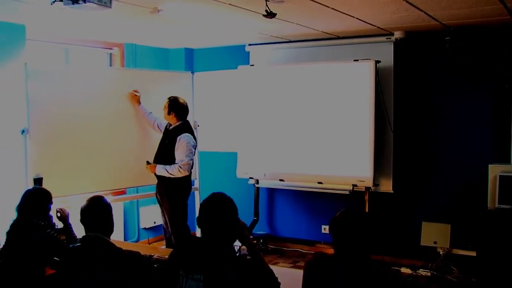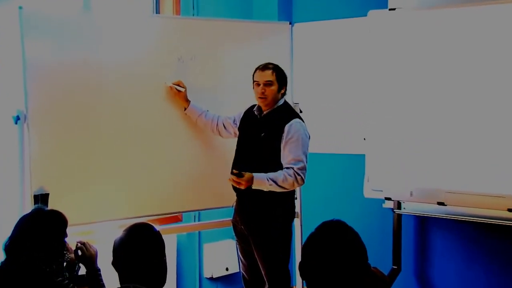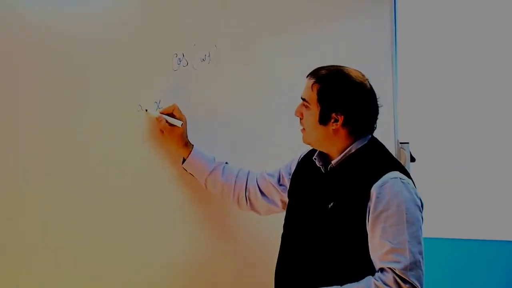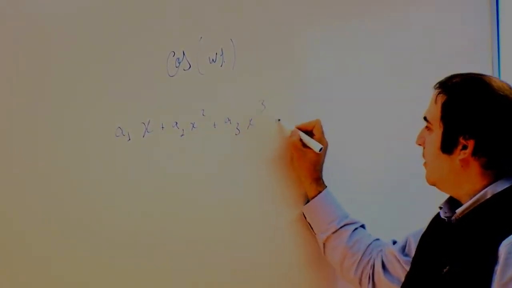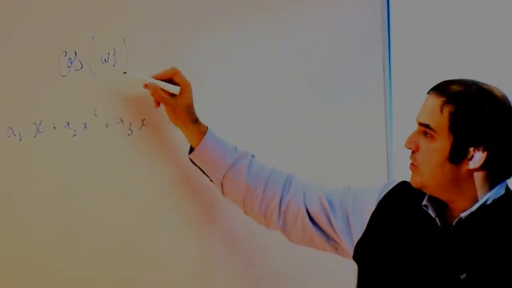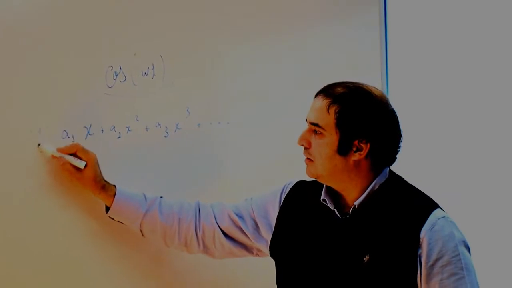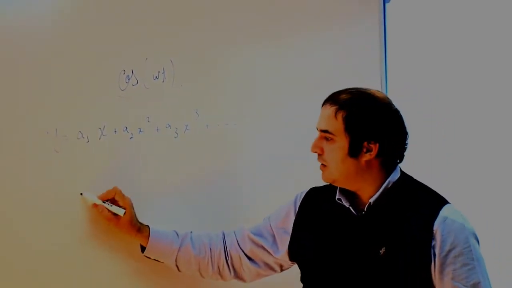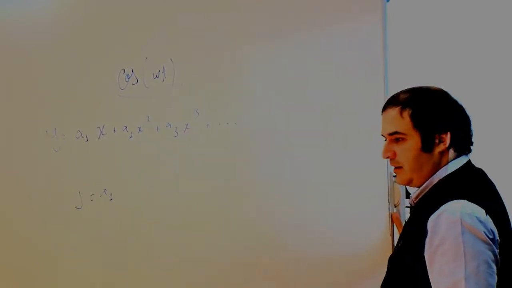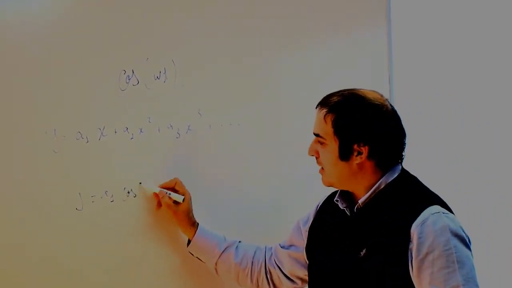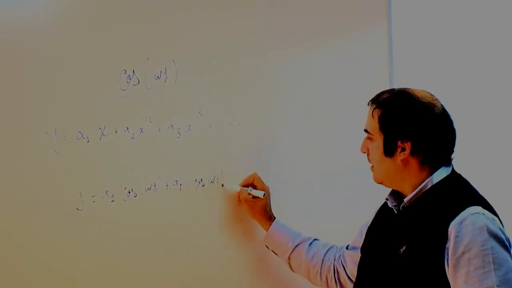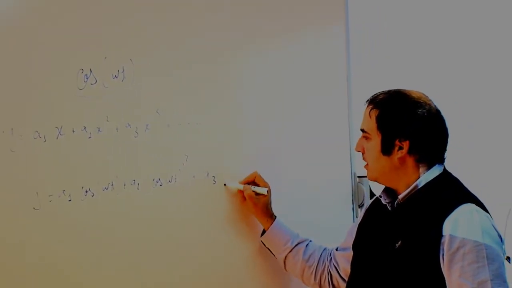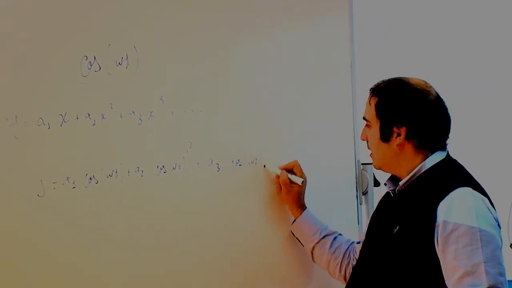Very, very fast. If you have cosine of omega t, like I have there, and a nonlinear device, I told you that it can be represented by a power series, and of course I'm only stopping here. If I substitute my signal for x, this is the output: y is equal to a1 cosine of omega t plus a2 cosine of omega t squared plus a3 cosine of omega t cubed.